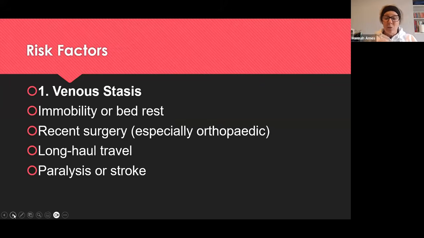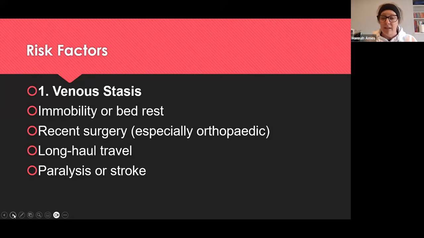So what are the risk factors? There's quite a lot of risk factors for people developing deep vein thrombosis, and it does mean that the background of the scenario could be quite varied. So one of the key ones is immobility. So things where you've got venous stasis, so immobility or bed rest. So these could be patients that are a prolonged time in hospital, or medical or surgical conditions which are making them immobile. Recent surgery, so especially orthopaedic surgery.